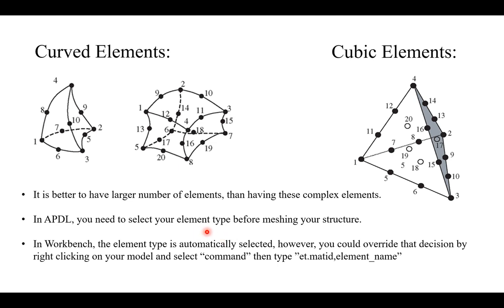In APDL, the good thing about it is that it lets you choose the element type. You have to choose the element type to proceed. But in Workbench, now that most people are using Workbench, the type of element is automatically selected, which is good. You don't need to know which element type to use. But at the same time, it's a quick and dirty way of choosing an element. It just chooses the simplest one. But you can override that command. You go to the command, type ET, element type, material ID, mat ID, and then choose your element name. So if it can mesh it with that element type, it will. And then it will change your element type to the one that you specify.